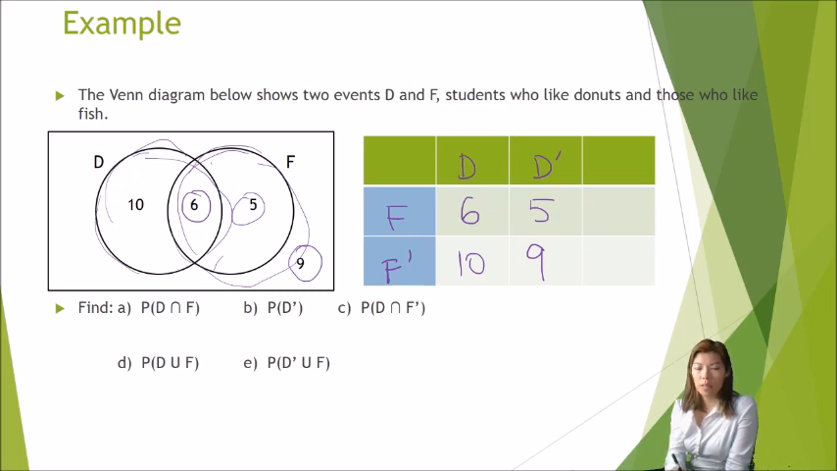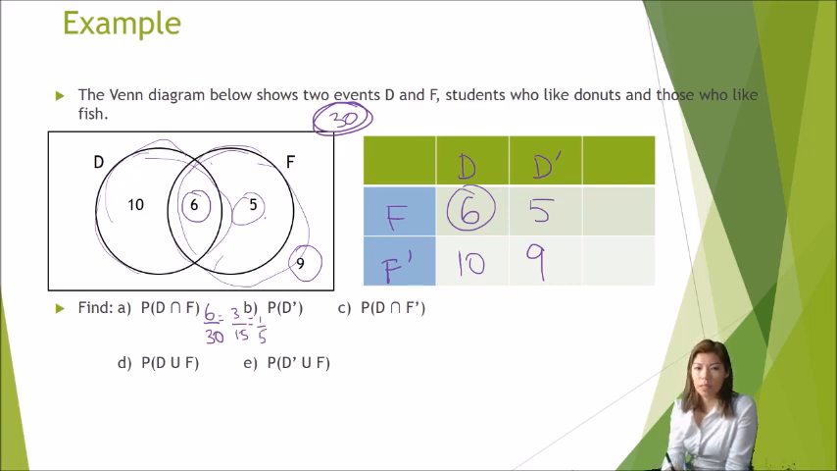So what is the probability of D intersect F? For the probability, we have to count the total. So what is the total? 10 plus 6 plus 5 is 21, plus 9 is 30. So we have a total of 30. So D intersect F is 6. So the probability is 6 over 30. And you can simplify this by dividing by 2. Oh, one more, dividing by 3 again. 1/5. So divide by 6.